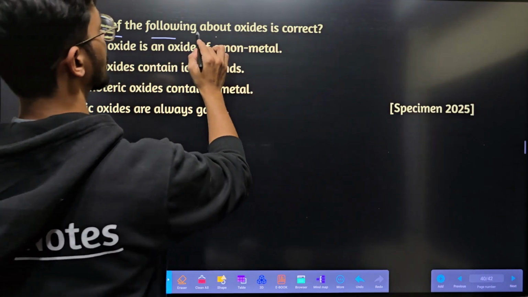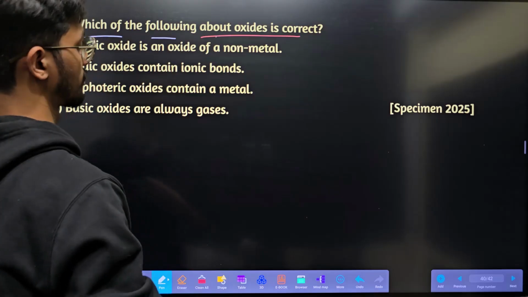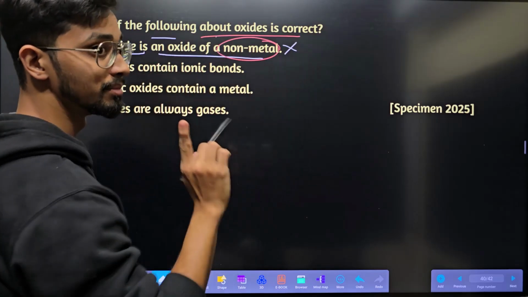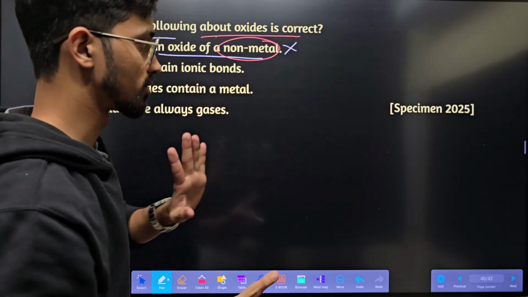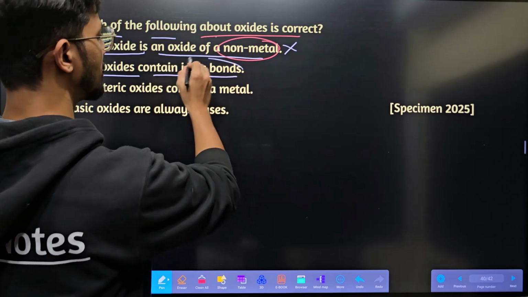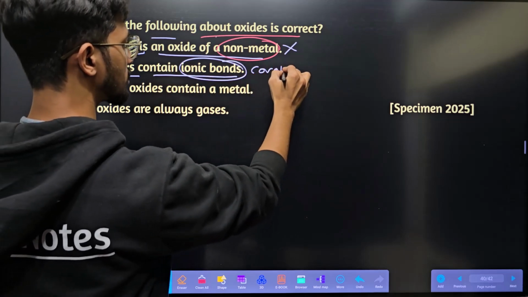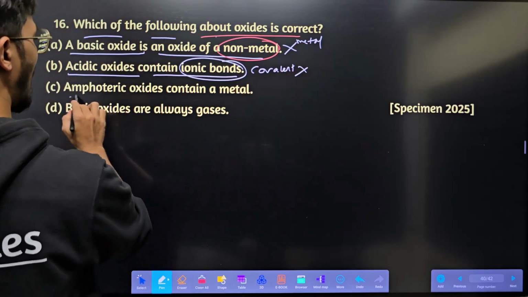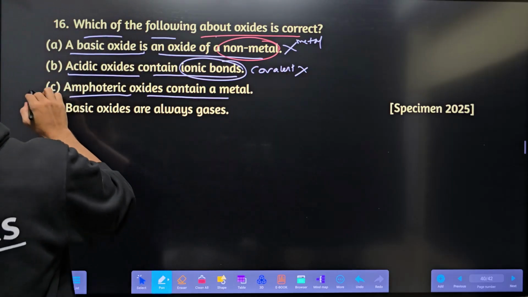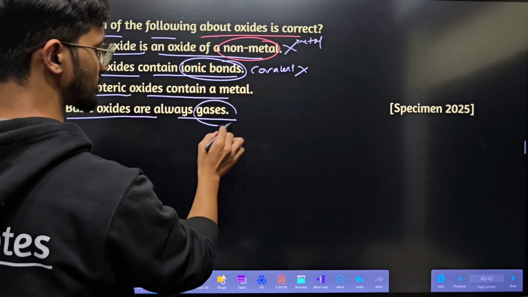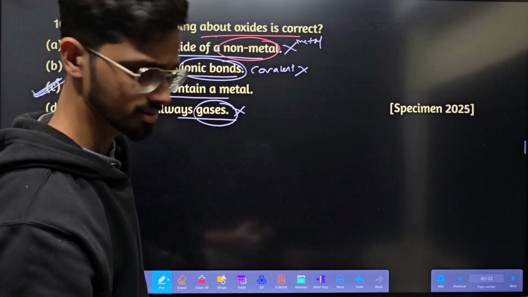Which of the following about oxides are correct? Okay, a basic oxide is an oxide of metal, not non-metal. Acidic oxides contain ionic bonds. No, it contains covalent bonds. And here it should be metal. Amphoteric oxides contain metal. This is true. Basic oxides are always gases. No, it can be solid, liquid, or gas.